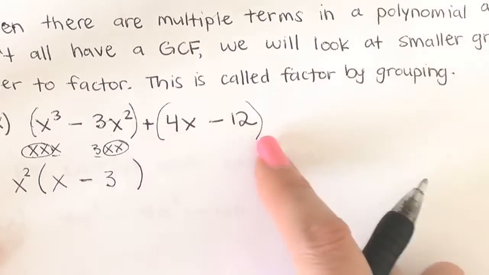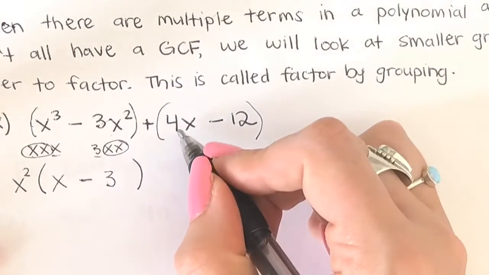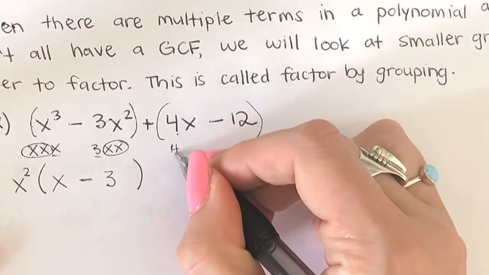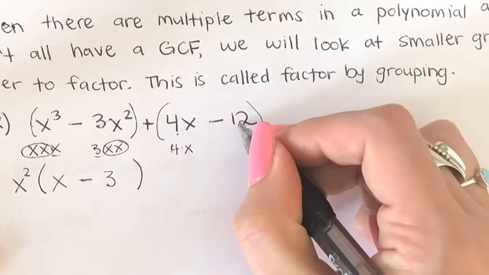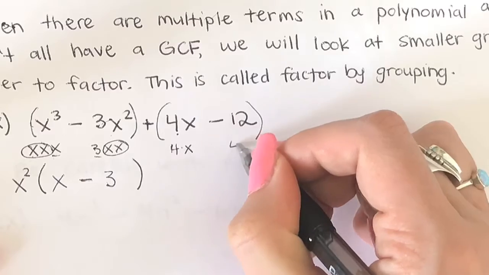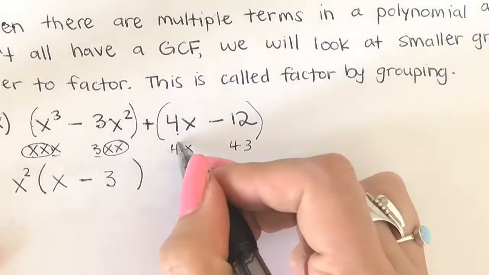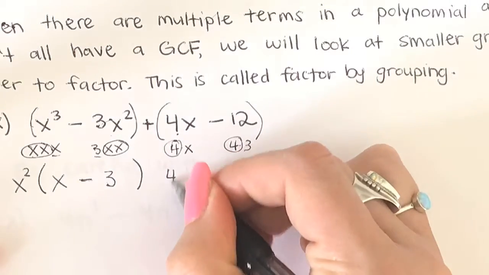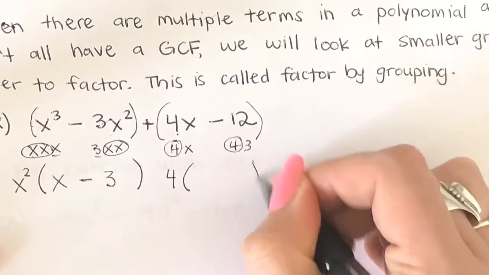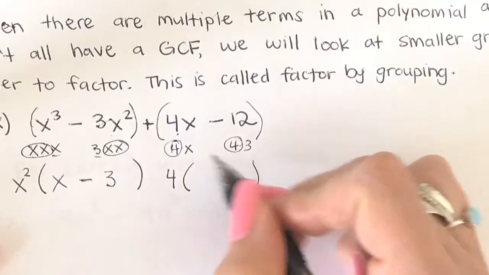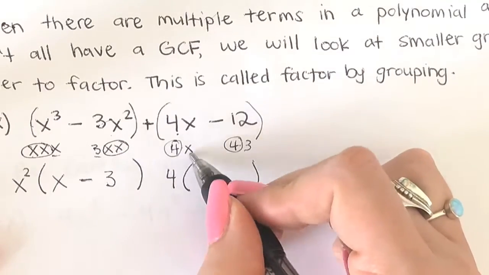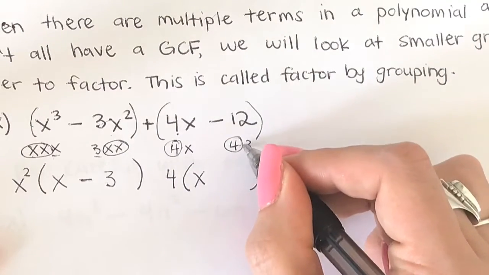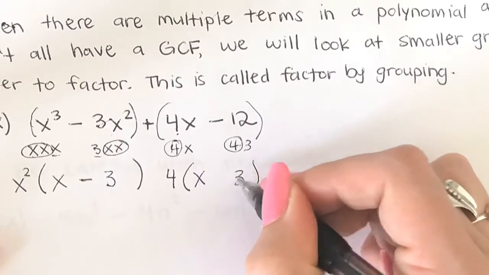Now we're going to do the same thing, but with the second group. So I have a 4 and an x here, so I can write this as 4 times x, and then I can write 12 as 4 times 3. So both of these have a 4 in common. So that's going to be our common factor that goes out front. And then whatever is left over goes on the inside. So when I took the 4 away from here, I was left with an x. When I took the 4 away from the 12, I was left with a 3.